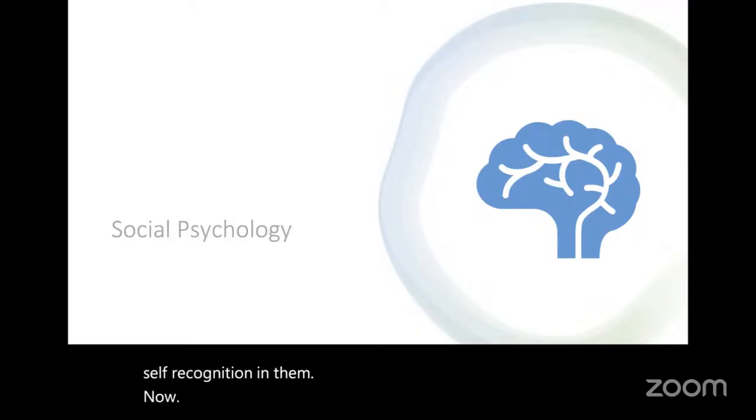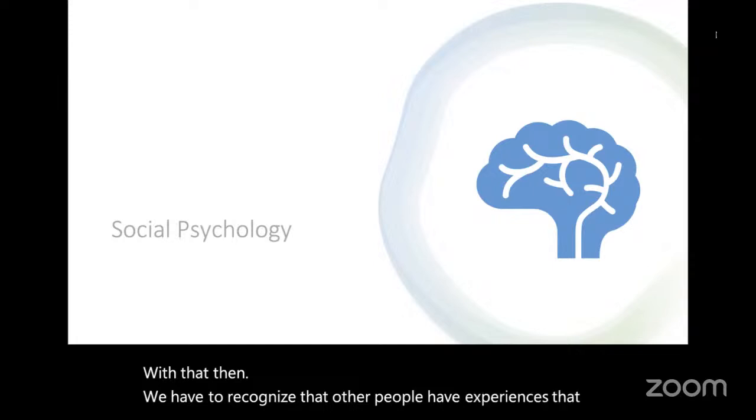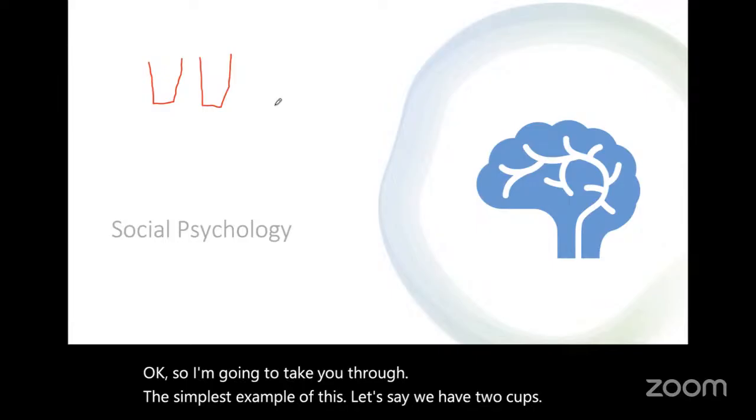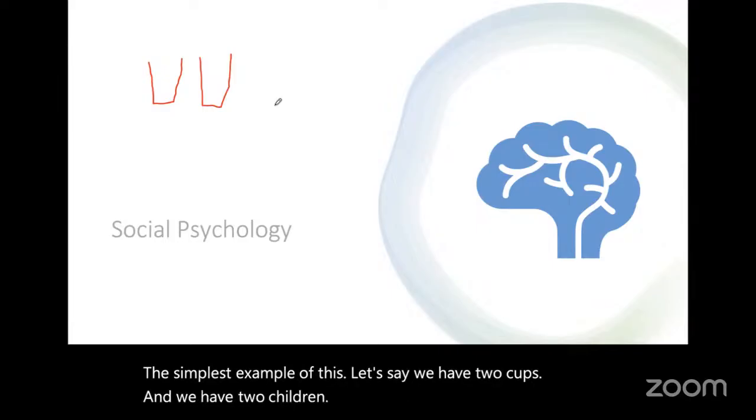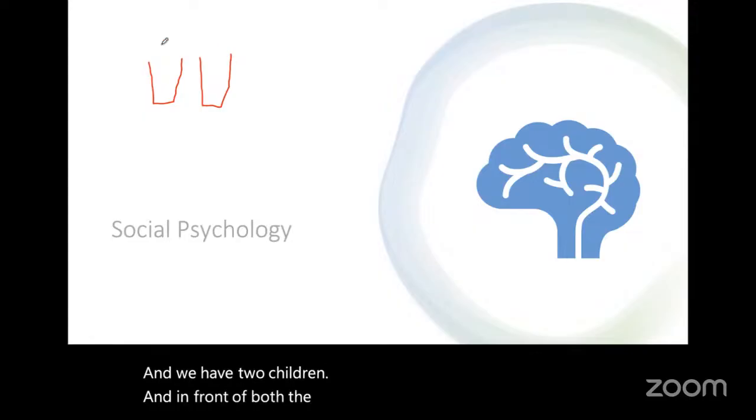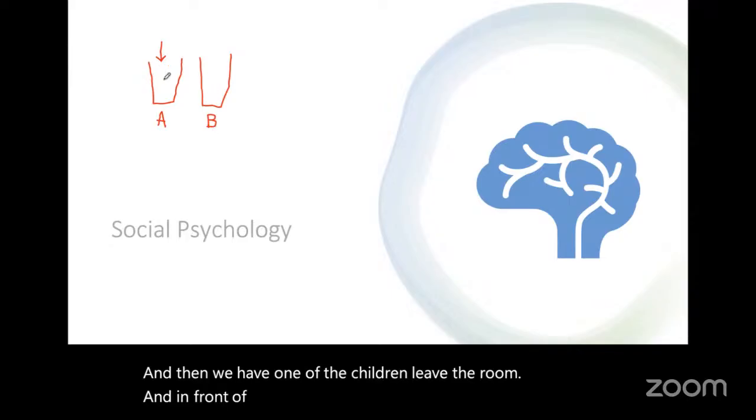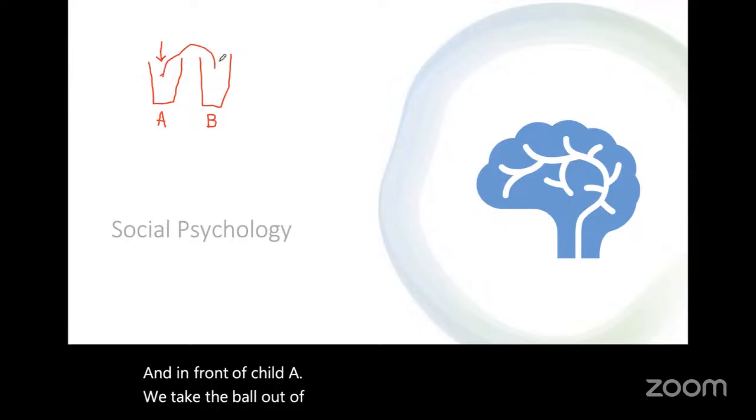Now, with that, then we have to recognize that other people have experiences that we don't. Okay, so I'm going to take you through the simplest example of this. Let's say we have two cups and we have two children. And in front of both the children, we put a ball in cup A, and then we have cup B. And then we have one of the children leave the room. And in front of child A, we take the ball out of cup A and put it in cup B.